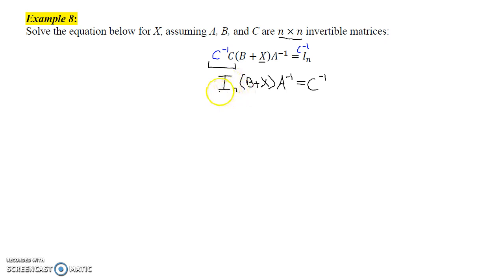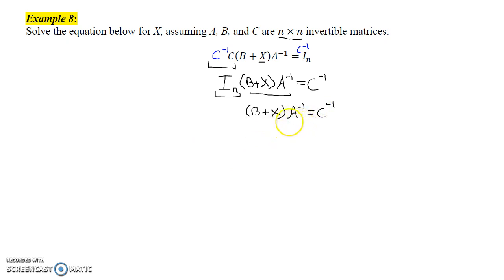And then same deal here. Multiplying by the n by n identity matrix times all of this is just going to give us back that same matrix, whatever this is.